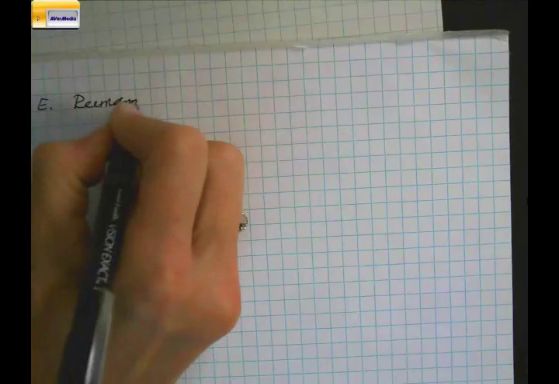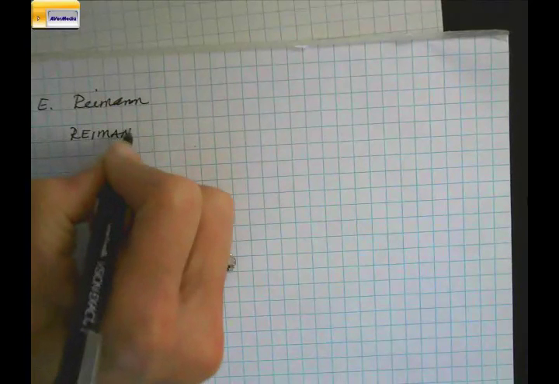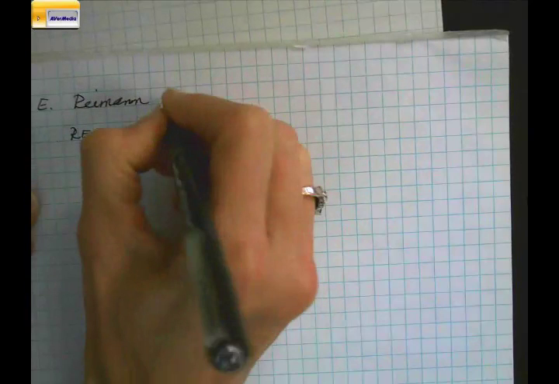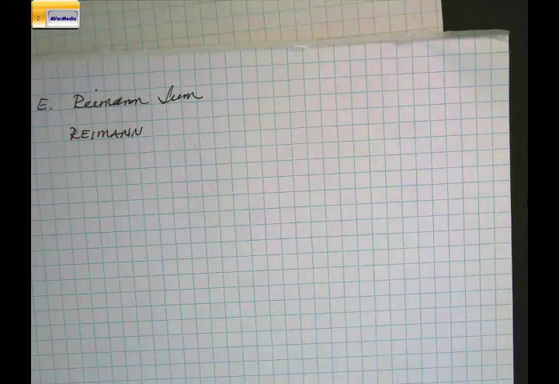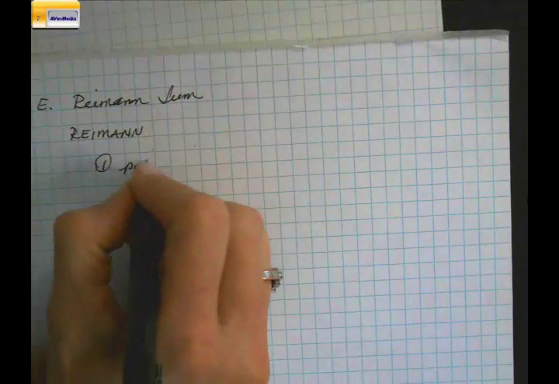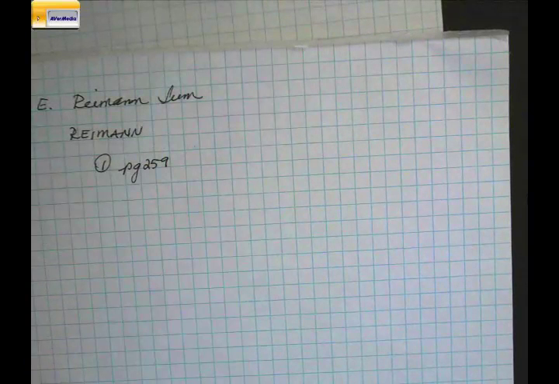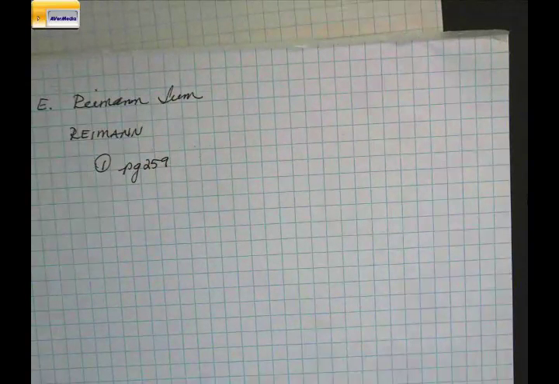The Riemann, okay, this is R-E-I-M-A-N-N, the Riemann sum. Okay, and I'm going to just go to the textbook because it is very well written. And I'm going to look on page 259 and show you what's going on here. Now, Riemann said, we start looking for the area under the curve.